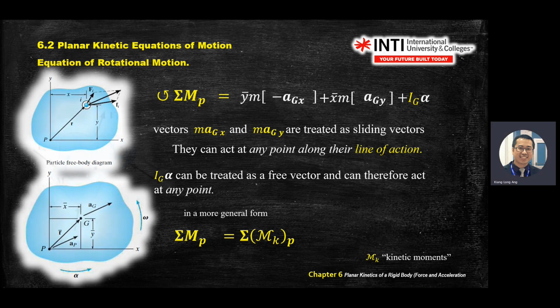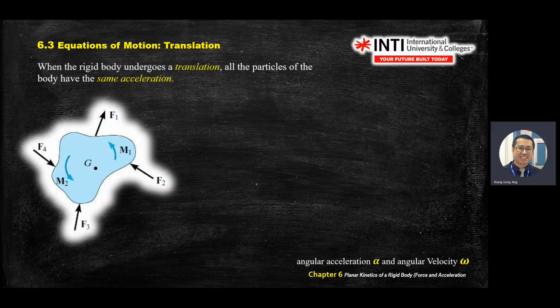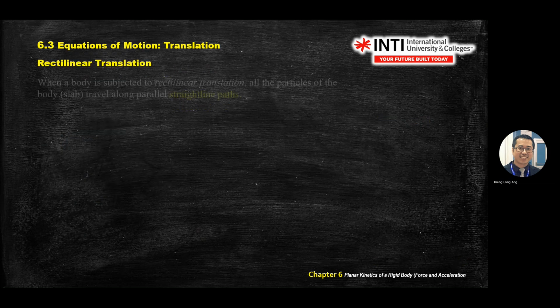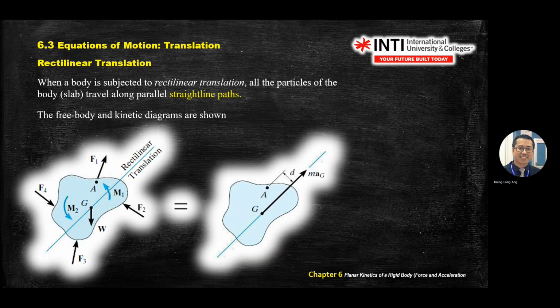I'll give you an example. All this you read. So yeah, this is on the straight line. If rectilinear translation, what happens to the diagram? On the left is all the force, the free body diagram. On the right is what is happening to the center of mass G and acceleration.